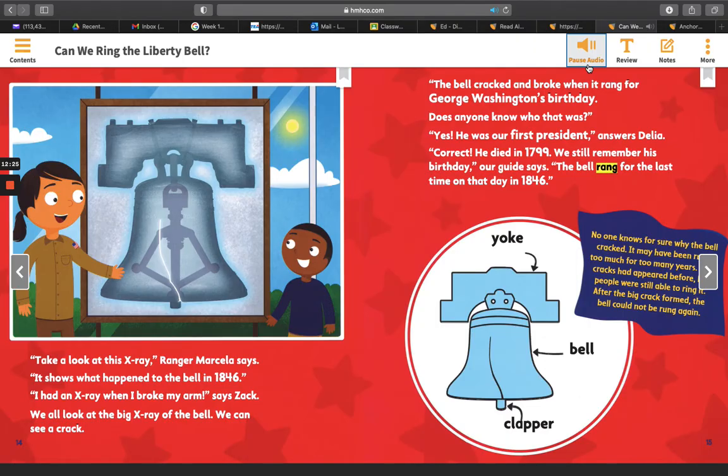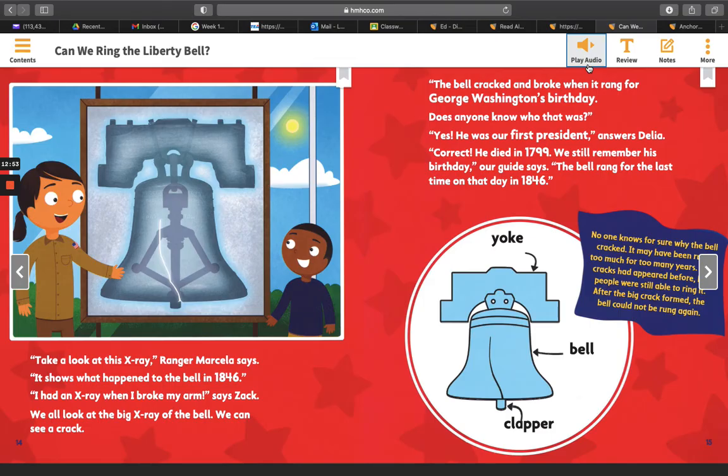The bell rang for the last time on that day in 1846. Yoke, bell, clapper. No one knows for sure why the bell cracked. It may have been rung too much for too many years. Tiny cracks had appeared before, but people were still able to ring it. After the big crack formed, the bell could not be rung again.